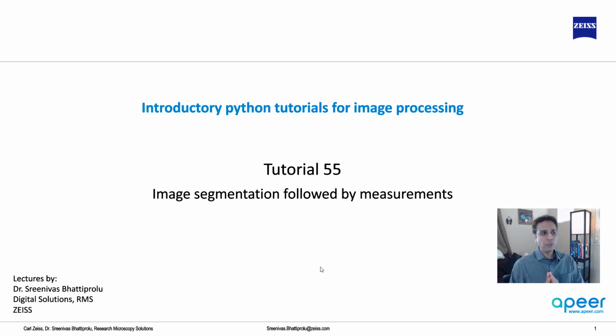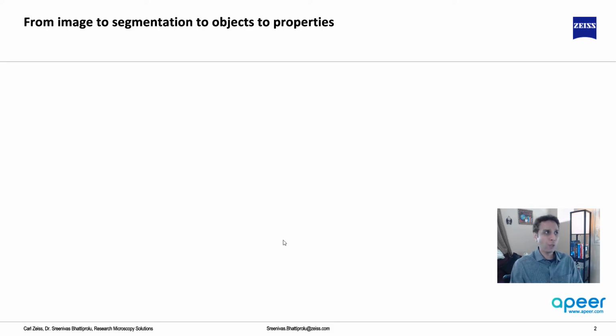In the last tutorial, we looked at image segmentation, so let's build on that. In this tutorial, we are going to perform a very similar image segmentation on a different image, followed by measurements. So let's actually report certain measurements. In summary, the goal for this video is to come up with the code that actually takes us from image to segmentation to objects and to properties.